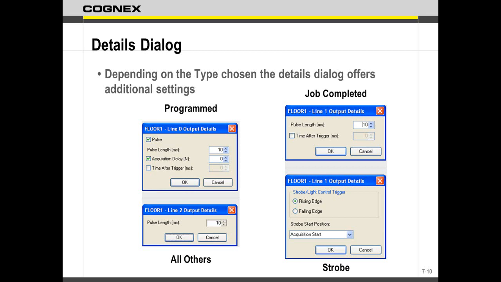Now you need to make sure that this time is greater than your cycle time. If it's not greater than your cycle time, I bet you're not going to get very many things getting discarded. If you're using strobe, here is where you can set your rising edge, falling edge versus acquisition start or trigger received. Okay, there's a couple in there.